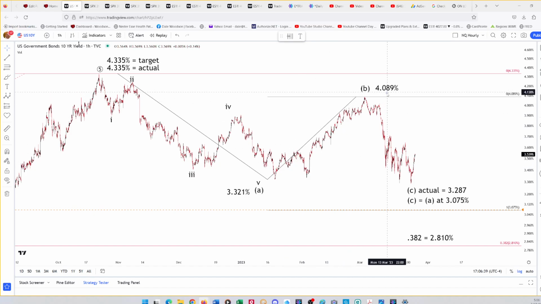Wave B up at 4.089. That was back March 2nd, the year was 2023. And then we have a C wave down. So far the low in the wave C is 3.287. You can see it's up to 3.539 now. C equals A at 3.075 right here. And the 382 retracement of the entire 5-wave advance is at 2.810. We still have to allow for these to be attained.